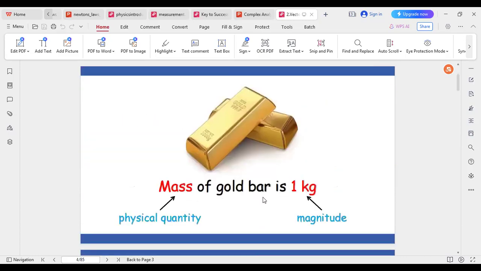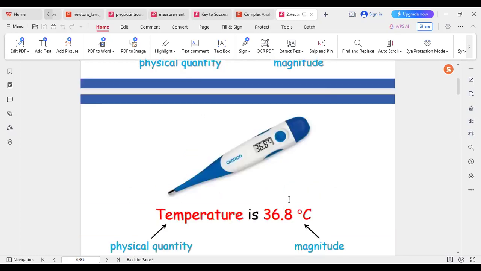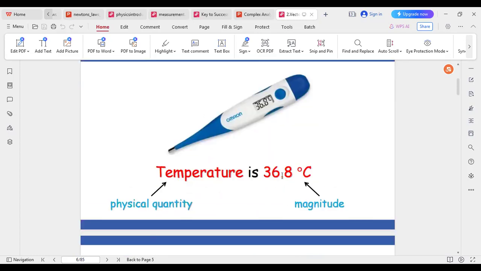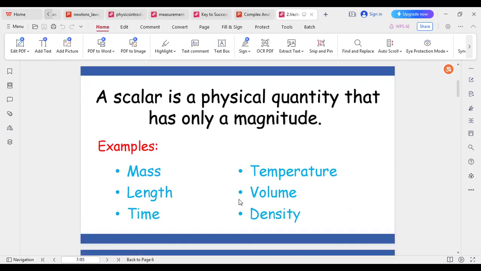And the mass of a gold bar is 1 kilogram. So the physical quantity is mass here, and 1 kilogram is the magnitude. Similarly, time is 12.76. So time is the physical quantity, and this is the magnitude only. Similarly, temperature is 36.8 degrees centigrade. Here the physical quantity is temperature, and the magnitude is 36.8.